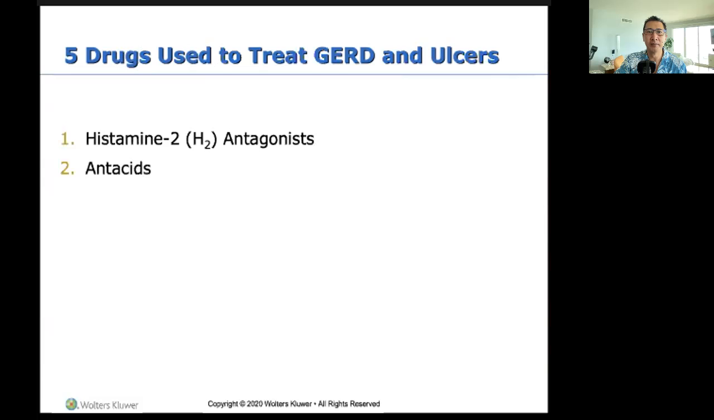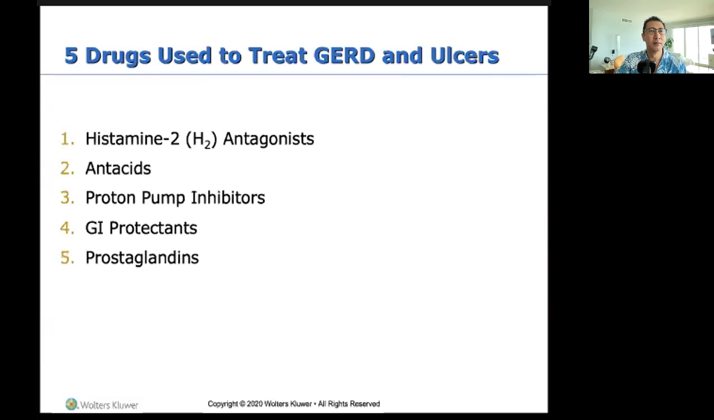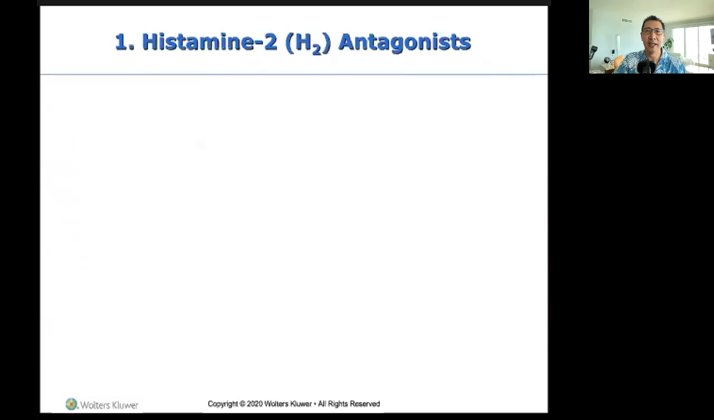H2 antagonist, antacids, PPI, which is mainly what we give our patients in the hospital, GI protectants, and prostaglandins. Let's break it down one at a time. H2 antagonists turn down the volume of acid production in the belly, in the stomach.